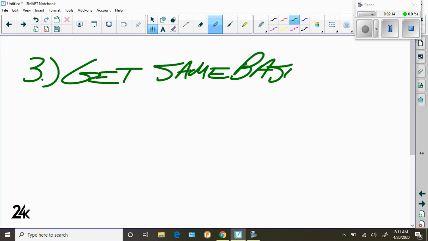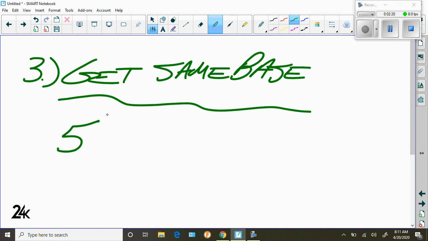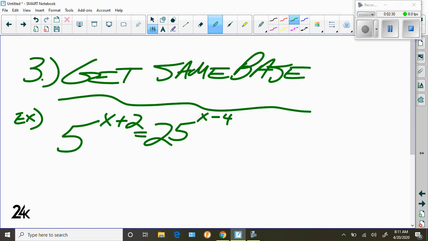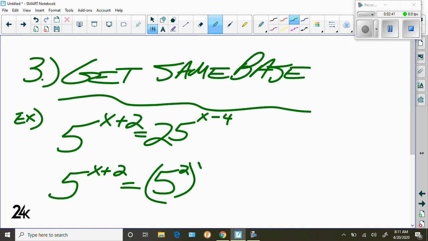And you're like, what do you mean by that? Here's an example. This is not the test question. It's 5 to the x plus 2 and 25 to the x minus 4. Okay, that is not the problem, but this is just an example. Okay, so this base of 5 is cool. Now this has a base of 5 also, like that.